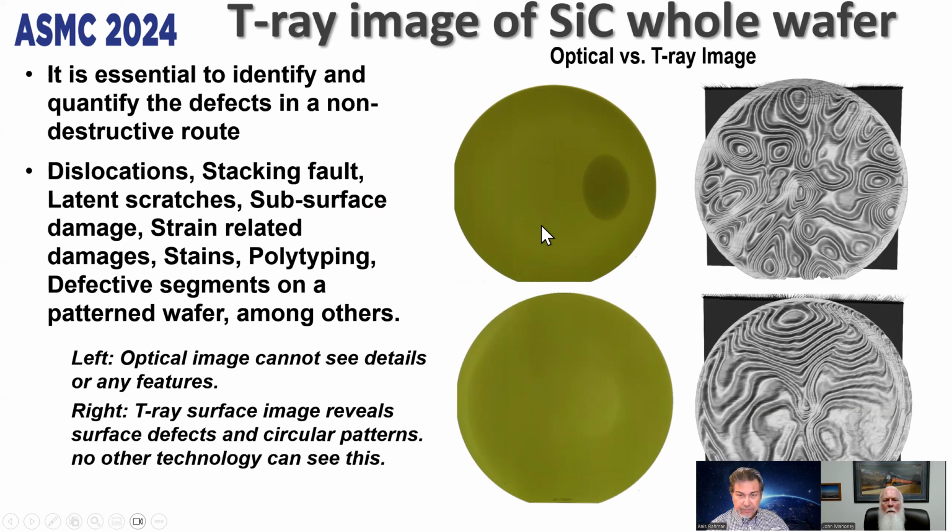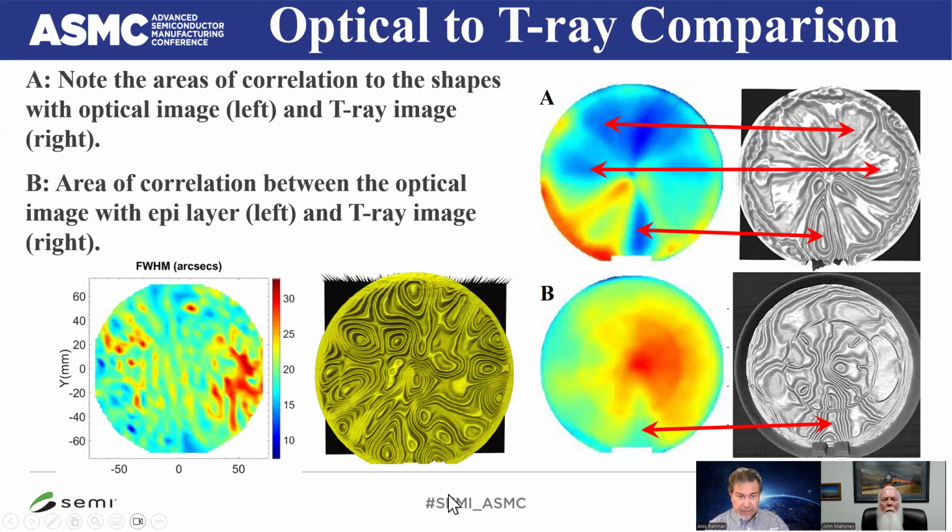But the same wafer, when we image it with T-ray, shows all kinds of structures that optics didn't see. I have two examples of two different wafers here. If we compare other wafers, here I have the most modern optical imaging, A and B, of two wafers, and the same two wafers are T-ray imaged on the right side.